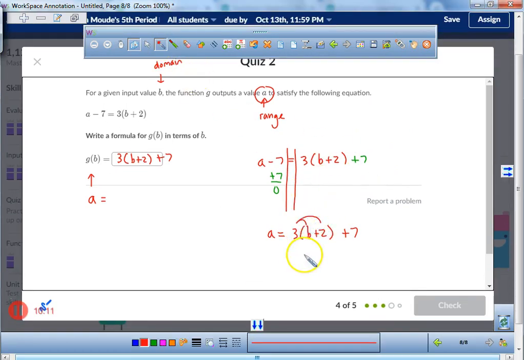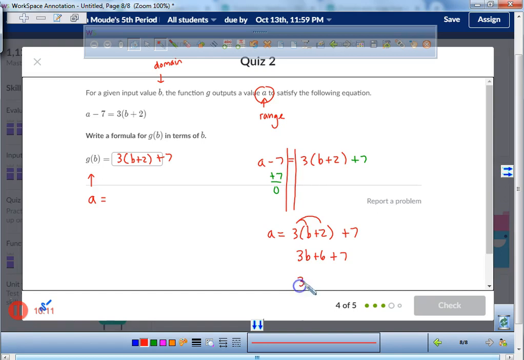3 times b, 3 times 2, we get what? 3b plus 6 plus 7. So what would be the simplified version? 3b plus 13. Okay, so that's what I'm going to type in.